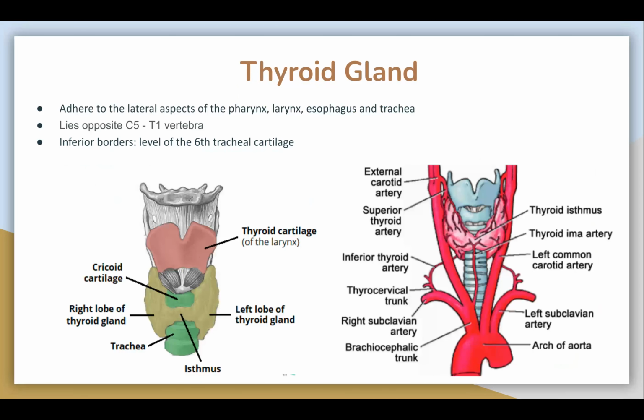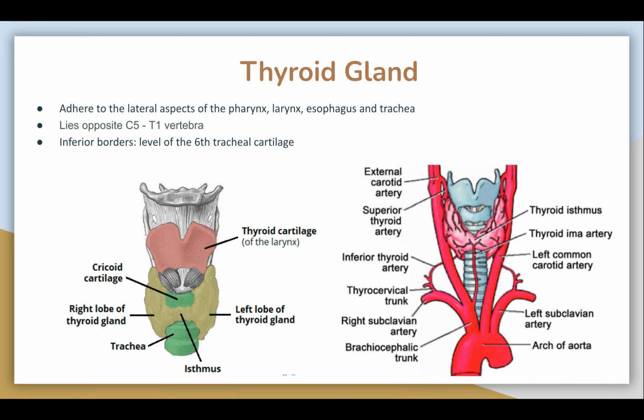It adheres to the lateral aspect of the pharynx, larynx, esophagus, and trachea, and lies opposite the cervical 5 to thoracic 1 vertebrae. Its inferior borders are at the level of the sixth tracheal cartilage. So take note of the relationship of the thyroid gland with the structures located anteriorly, posteriorly, medially, and laterally. In the anterior aspect, the infrahyoid muscles, right?